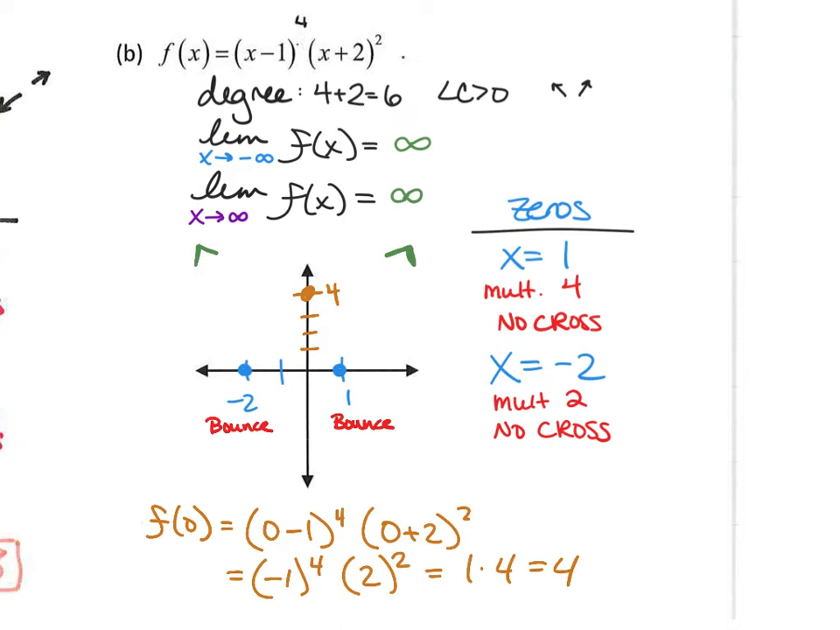Okay, so I have all the pieces to play connect the dots. I would have started at the left end behavior, come down to the first 0, bounce, go up to the y-intercept, come to the next 0, and it says bounce again because it's even multiplicity, and meet up at my end behavior. So that's a pretty accurate sketch of what this graph is going to look like.